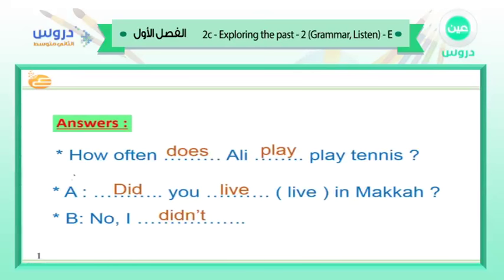Let's see the answers. How often does? Often, a verb of frequency, as we said before, with the present simple. Play, this is the verb, okay? Blank, did you live in Mecca? Did you live in Mecca? Okay, we use did, as we said, for all the past simple. And the answer is no, I didn't. No, I didn't, or yes, I did. Okay, everybody?